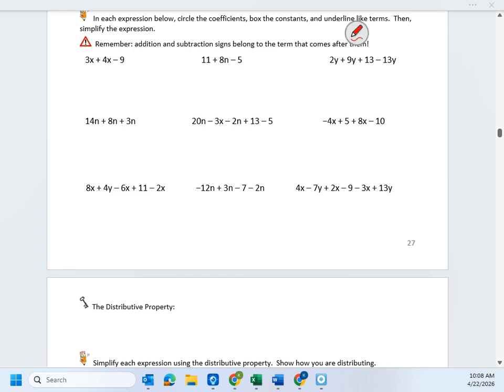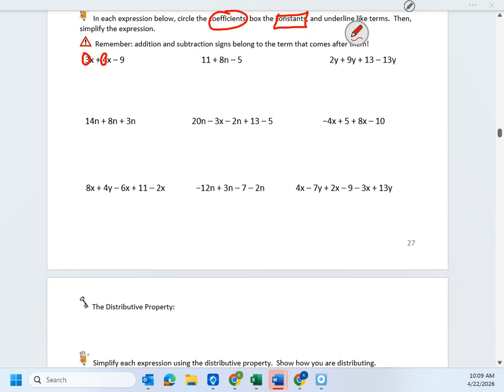So, we want to circle the coefficients. So what numbers am I going to circle in this first one? Grace? The 3 and 4. The 3 and the 4. They have to be attached to that variable. Now we want to put a box around the constant. What is the constant in that expression, AJ? 9.